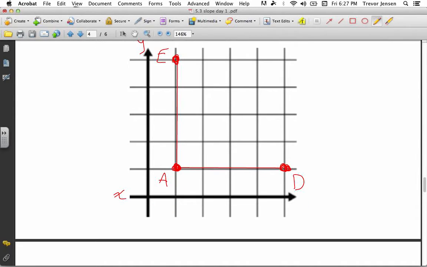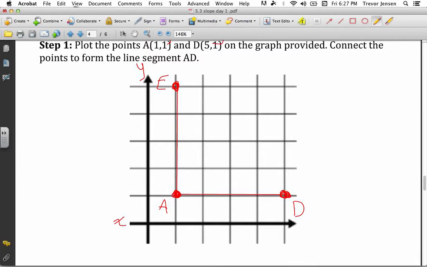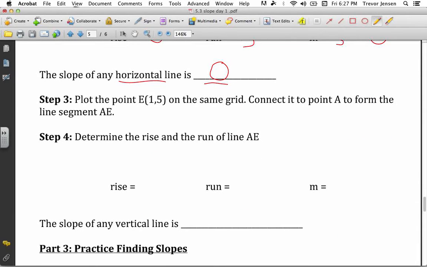Now it's going to ask me for the rise and run of line EA. So what's the rise to get from point E to point A? To get from point E to point A, I have to go down 1, 2, 3, 4 units. I have to go down 4 units. So my rise is negative 4. Going down, in the downwards direction, gives you a negative rise.